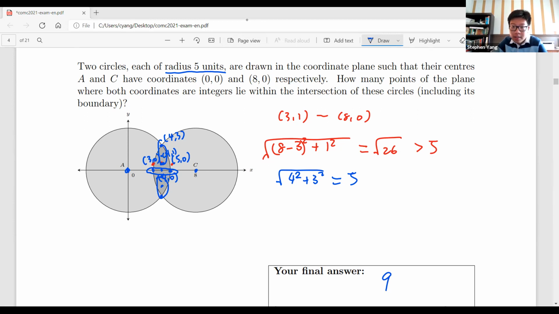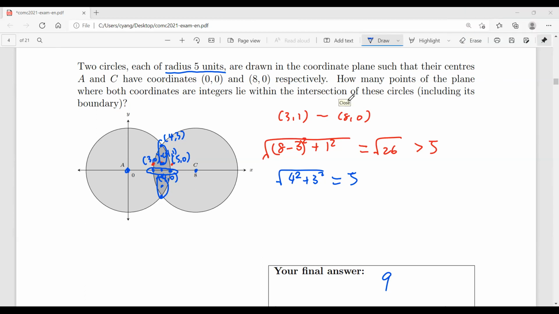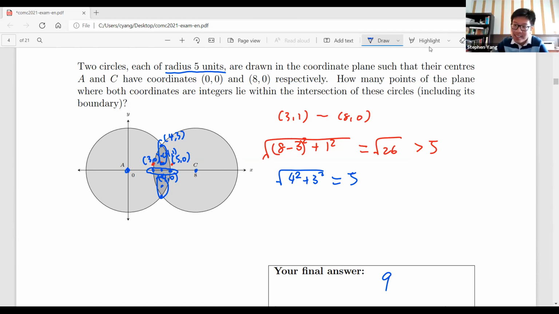Okay, is everyone good for this question? Okay, is there any other questions that you guys want to look at? Question B3. Okay, maybe I'll do A1 first.